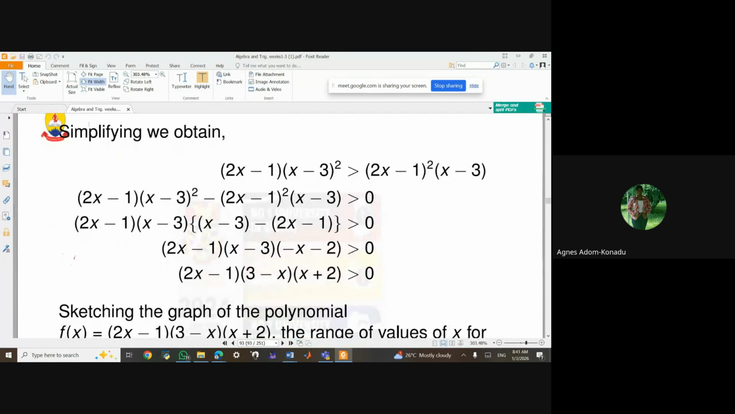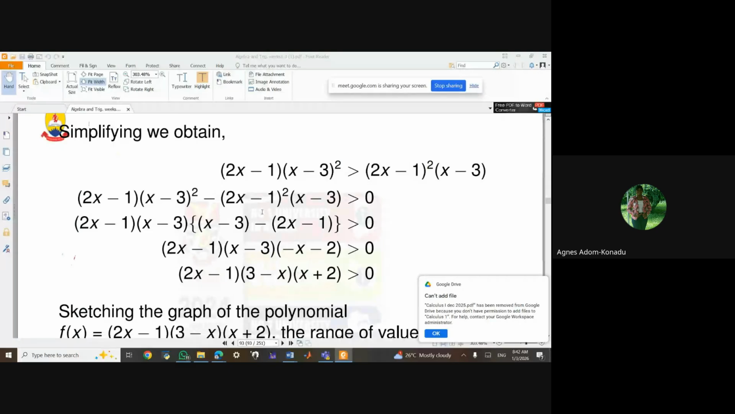Whichever way you want to simplify it, you can. But I can see that I have 2x minus 1 here and 2x minus 1 here, so it's a common factor. I factorize 2x minus 1 out. Then for this one, I have x minus 3 squared and x minus 3, so x minus 3 is also a factor. I factorize that one out. Then for this side I'll be left with x minus 3, and this side I'll be left with 2x minus 1.